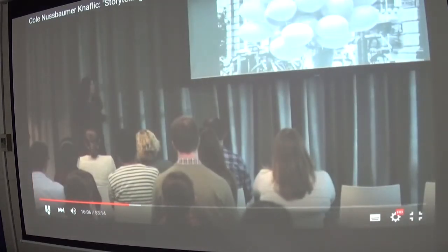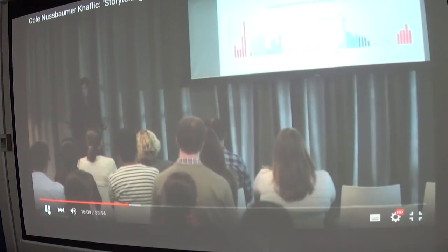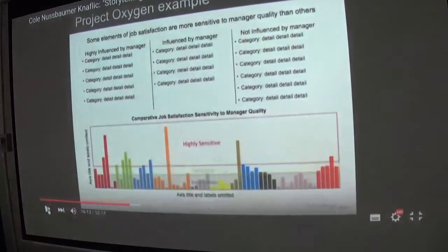Let's take a look now at an example from that Project Oxygen study that I mentioned at the onset. Okay, just pause on that because it goes quite quickly. So, lots of color. You don't really know where to look or what the message is. So what's the so what? What are we trying to pick up from this graph, this visualization?